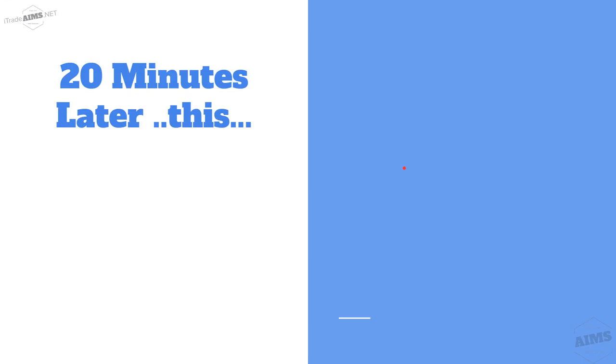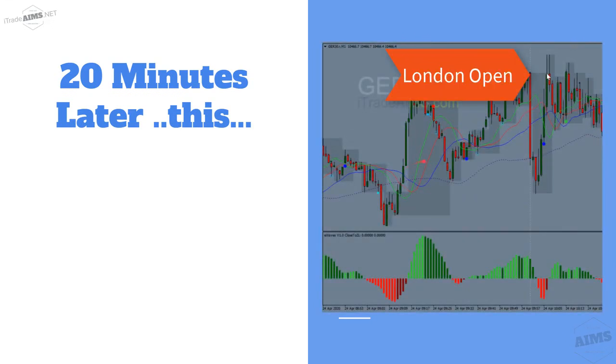So 20 minutes later, this happened. So I see the chart, and I've marked this area, I've marked this, but most importantly, I have marked this. After the 3 minutes of London Open, price started to go up. So my thought was, okay, it's about to break it.